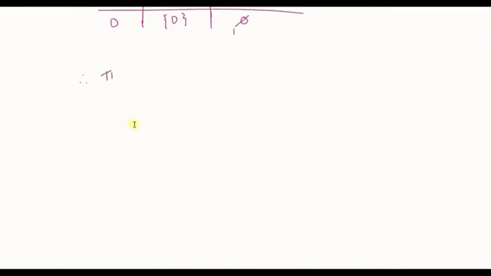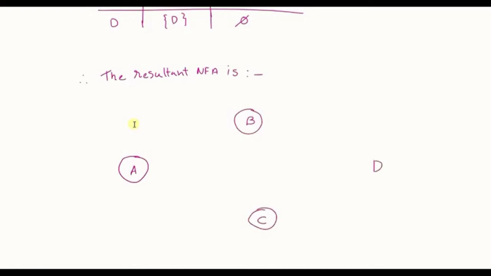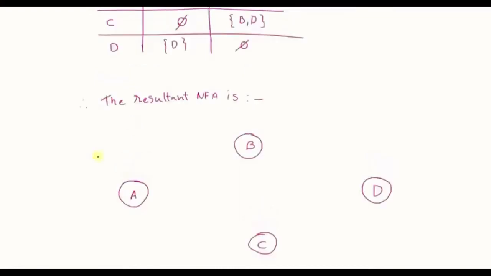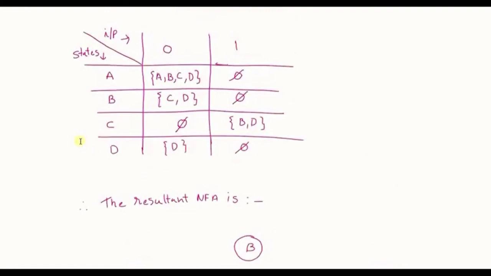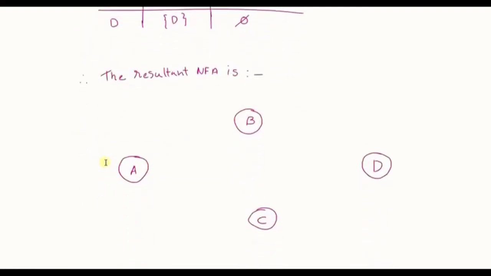First we will draw A, B, C, D states for the resultant NFA. Therefore, the resultant NFA is: first we write the states A, B, C, and D. Also remember, the initial state of your ENFA will be the initial state of the NFA also. So A will be the initial state, so it always starts from here.